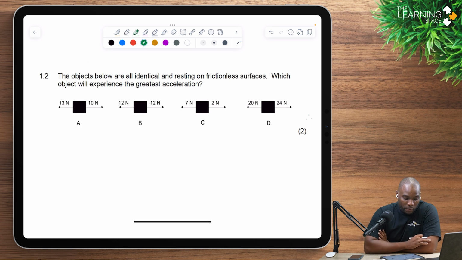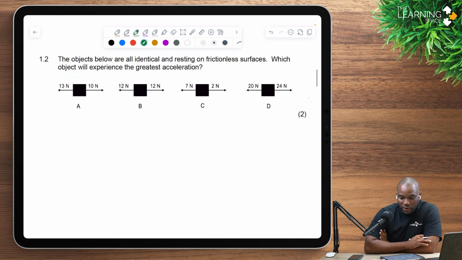1.2 then says, the objects below are all identical and resting on frictionless surfaces. Which object will experience the greatest acceleration? We have options A, B, C, and D. This question might seem a bit tricky when you think about it, but it isn't that bad. How do we approach it?